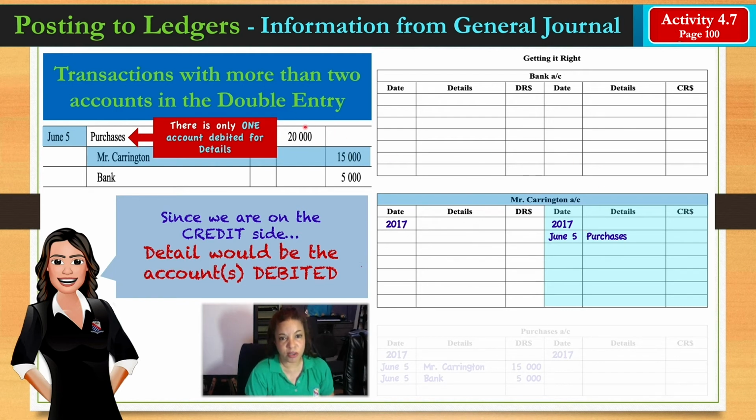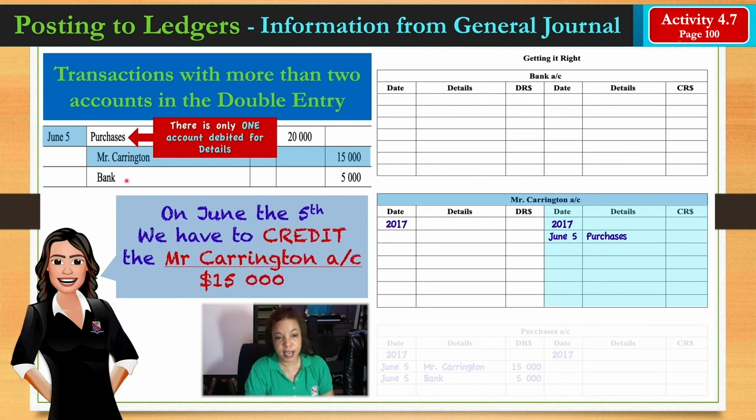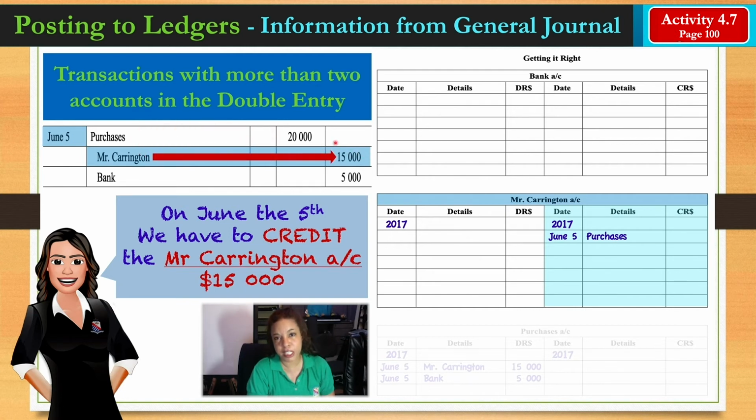But before you put the amount, it is not 20,000. Remember what the original goal was? The original goal is to go to Mr. Carrington's account, credit side, and credit him how much? $15,000. So that means that the amount will be 15,000. So this is how it should appear. You're looking at Mr. Carrington's account. You're seeing June 5th, the account that was debited, purchases. How much are we crediting Mr. Carrington's account? 15,000.